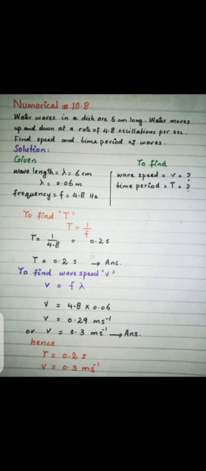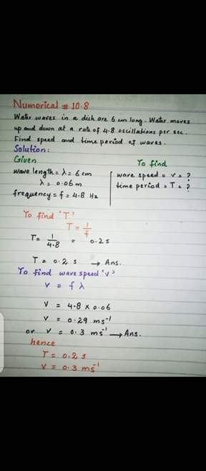What is to find? Number 1, wave speed v, and number 2, time period capital T. Now first of all we are going to find out the time period T. Girls, we know that time period is reciprocal to the frequency, so capital T equals 1 by f. By putting the value of frequency, we get T equals 1 over 4.8. By calculating, 1 over 4.8 equals 0.2 second. Hence, the time period of water waves is 0.2 second.